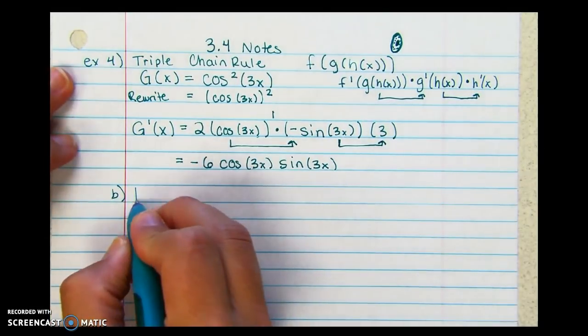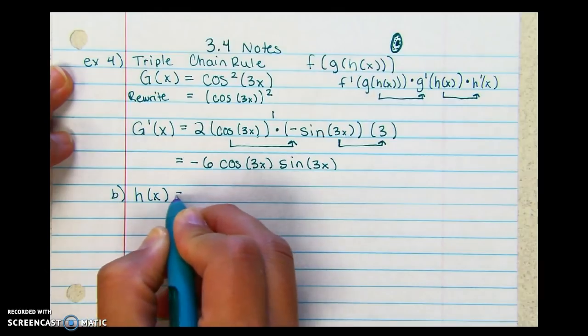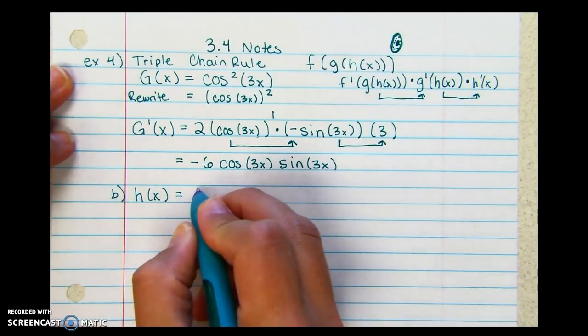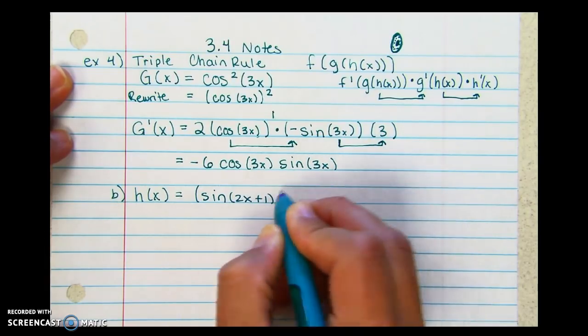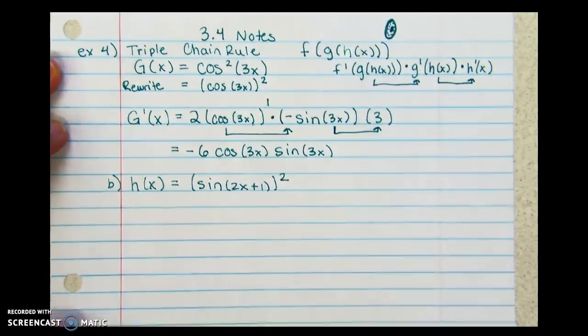Triple chain rule. So looking at my paper, I'm going to do the rewrite step here. So instead of sine squared, I'm going to say sine of 2x plus 1, all squared.